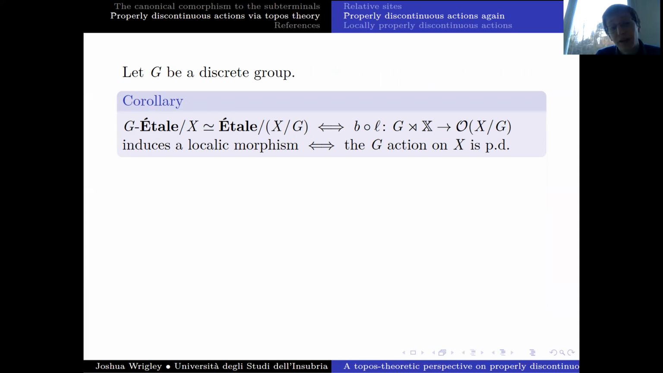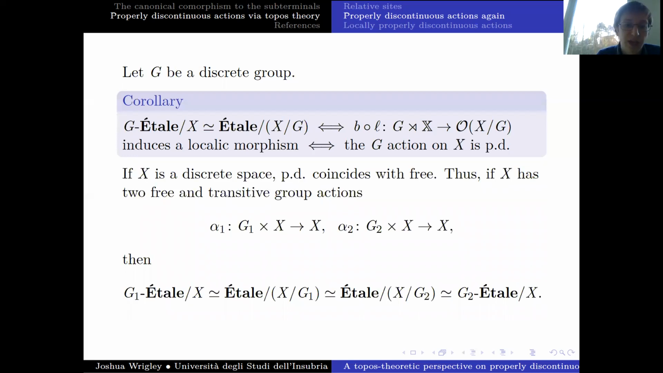And we end up with G étale over X is localic. It's equivalent to sheaves on the quotient space, if and only if the canonical comorphism to the subterminals induces a localic geometric morphism. And that happens if and only if the action is properly discontinuous. That comes out as the characterization. So we've successfully captured the behavior of a particular topos, G étale over X, by this properly discontinuous action.